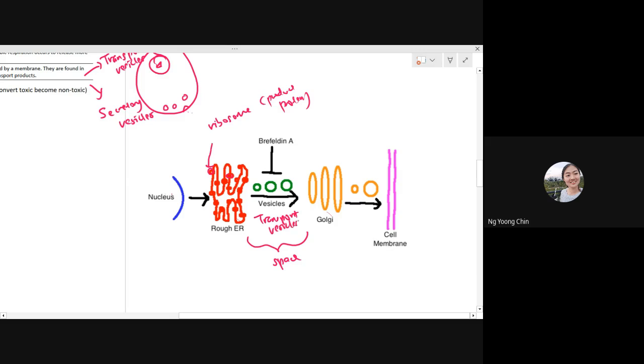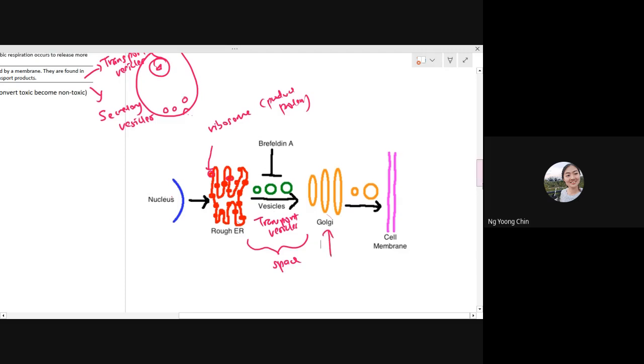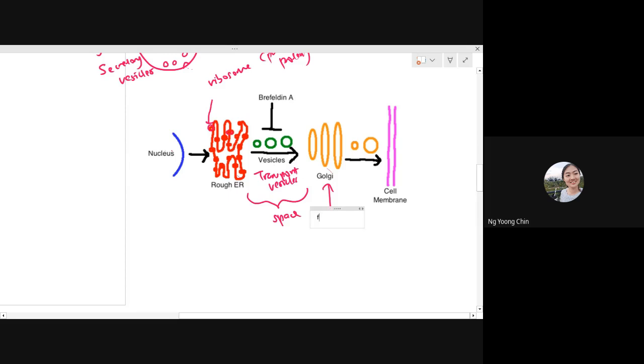So once the protein arrives at the Golgi apparatus with the help of the transport vesicle, what will the Golgi perform? The function of Golgi, you need to know. The function of Golgi is they will do processing, packaging, and then modification of the proteins and also the lipids. Okay, and the lipids too.